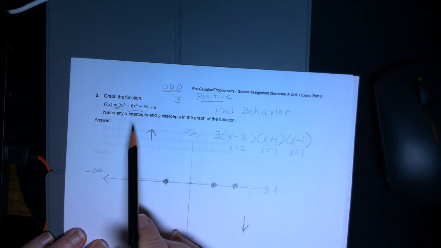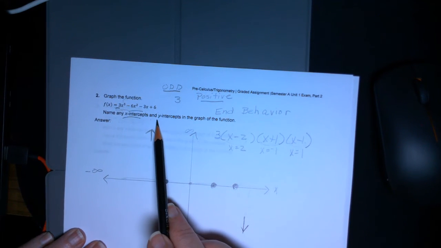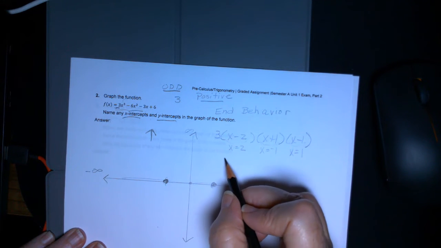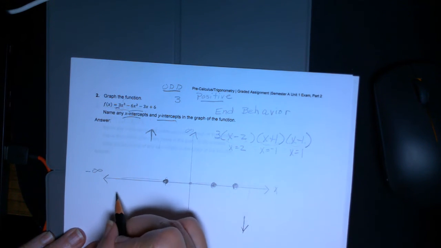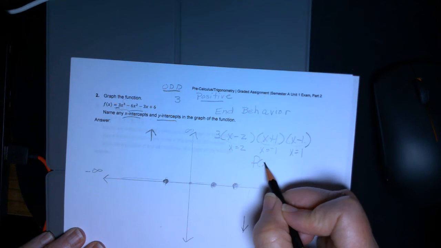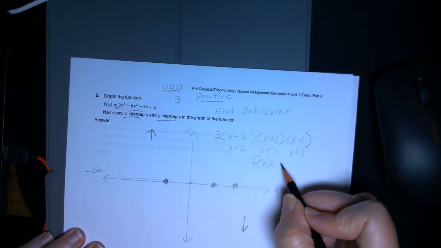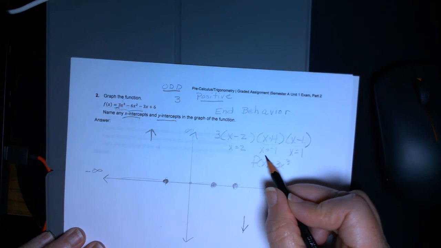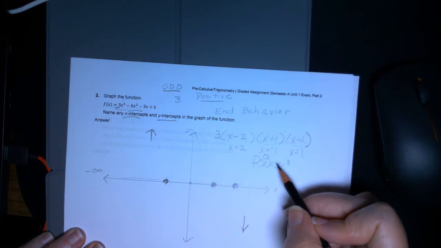It also says to find the y-intercept. Those are the x-intercepts. To find the y-intercept, you will take this function, f of x equals 3x cubed, and we're going to substitute in. We're going to do f of 0. Let x be 0.